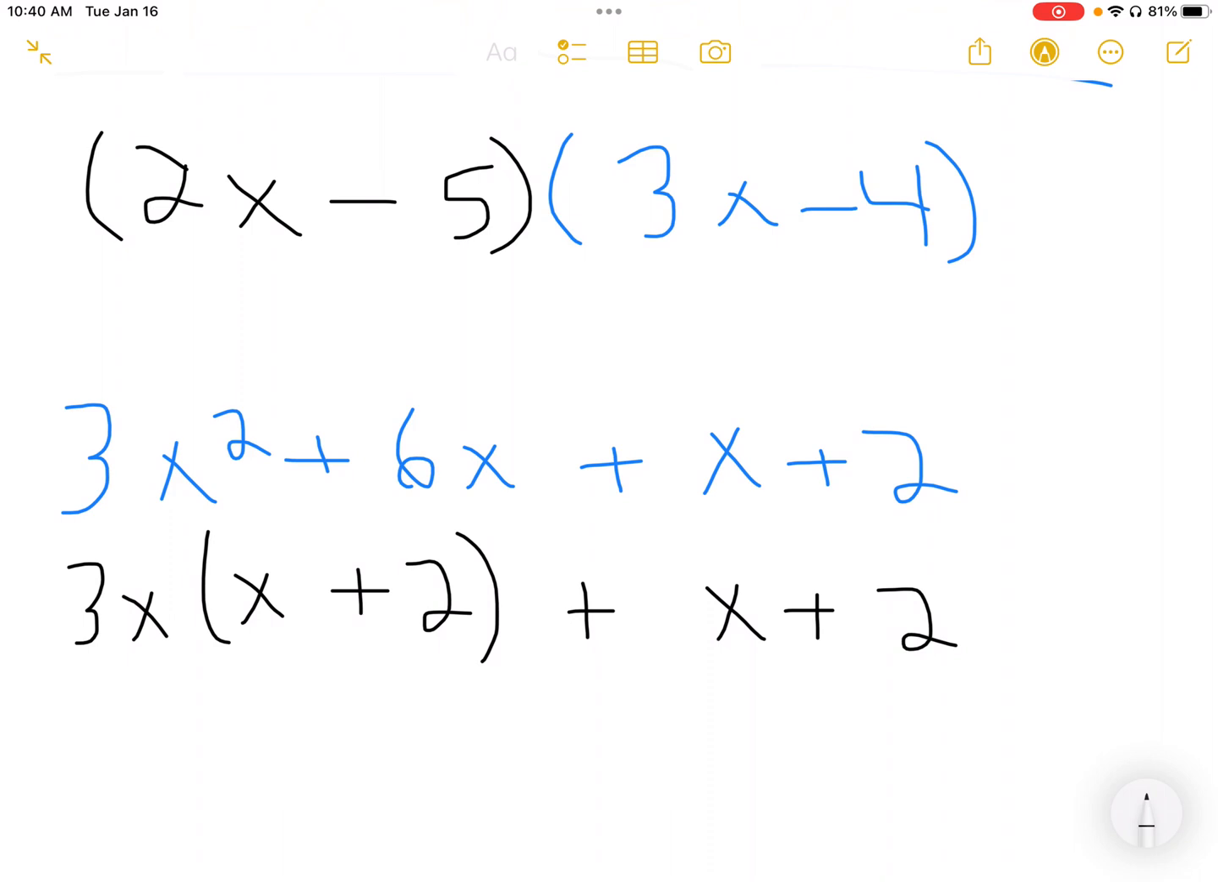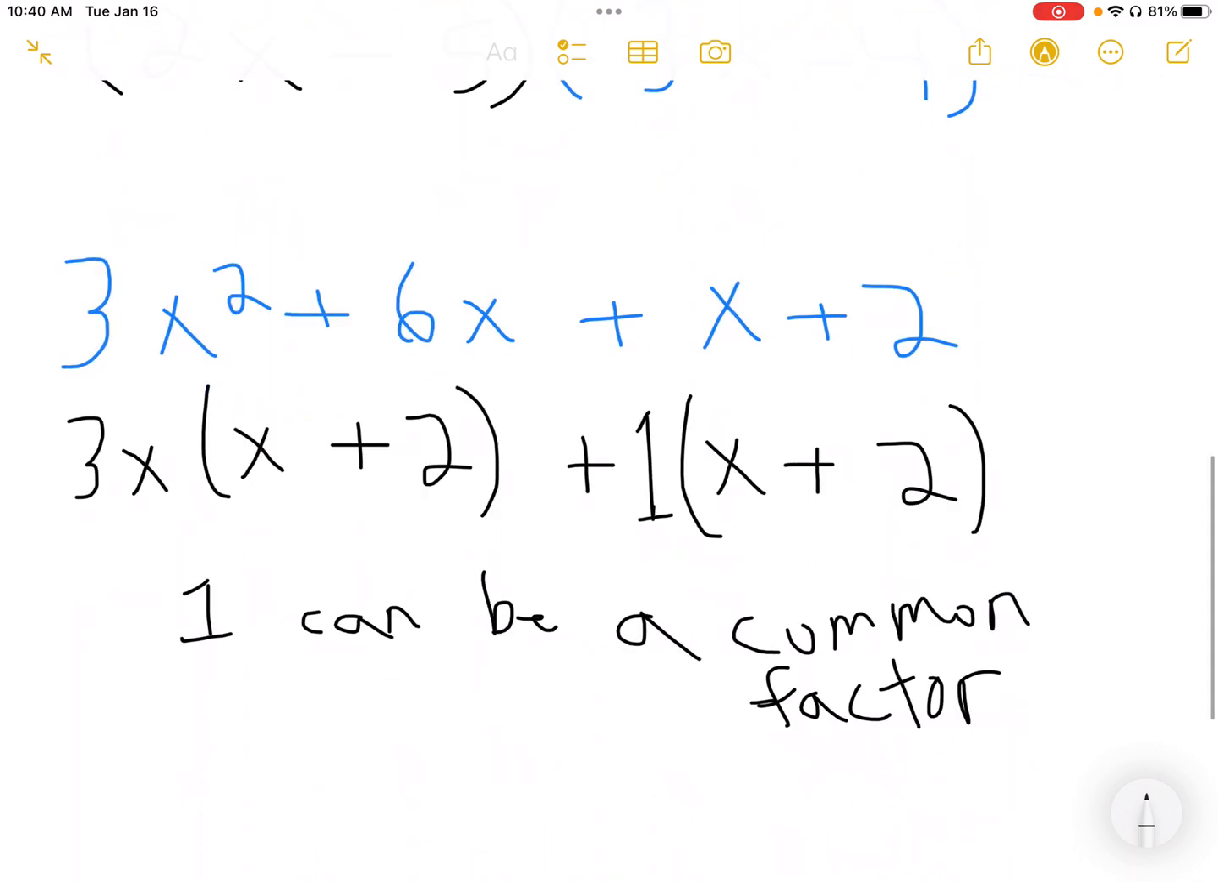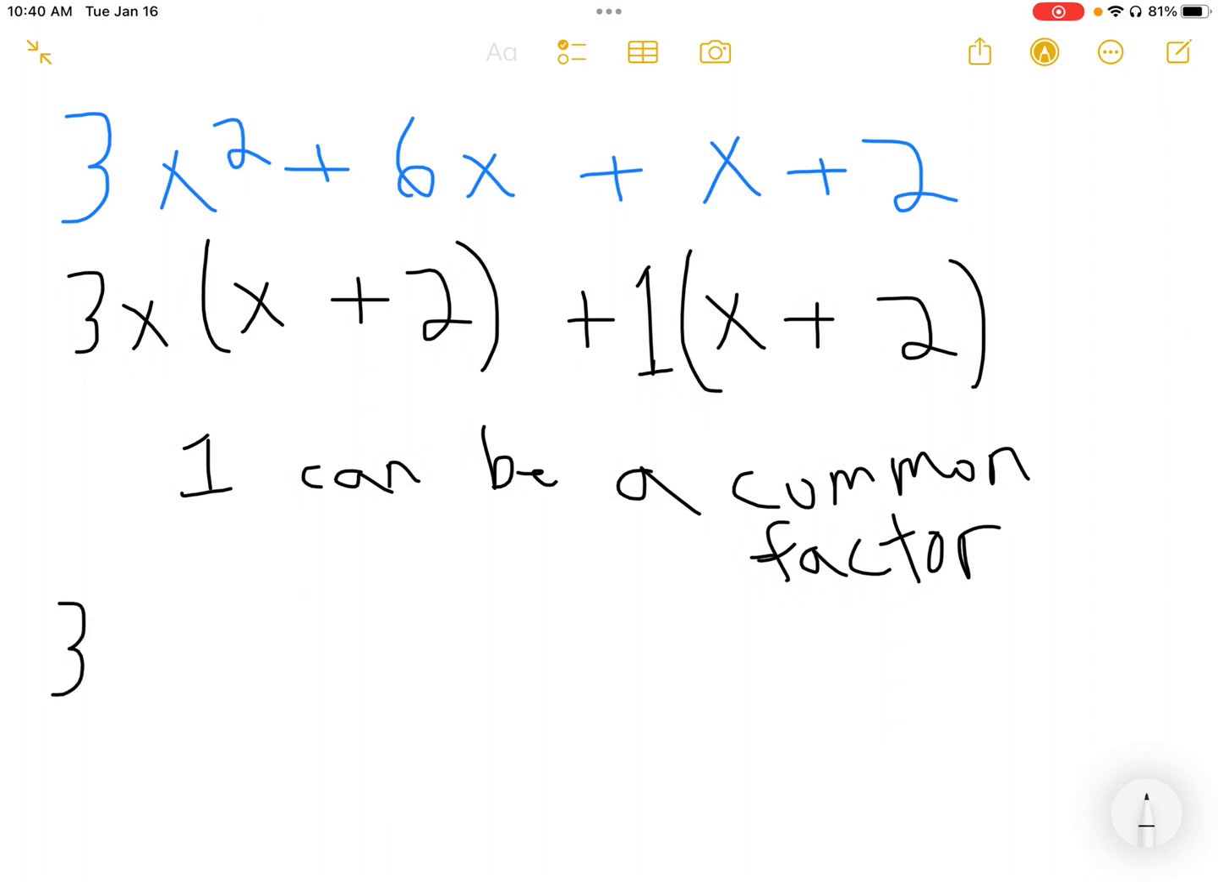Well, then you just have to remember that the number 1 can be a common factor. What do I mean by that? Well, that means that if I want to factor right here, I can just put a plus 1 here. And then over here, I can write 3x plus 1, and then I can write x plus 2, like that. And that would be my answer for that one.